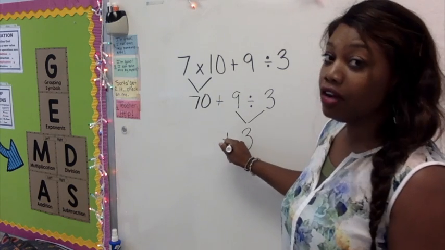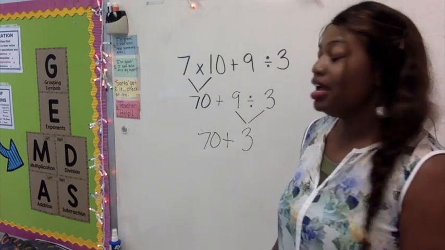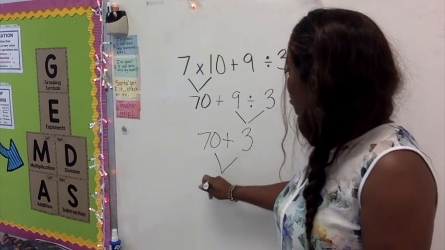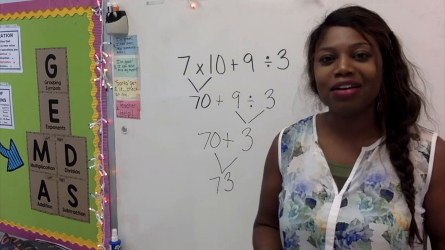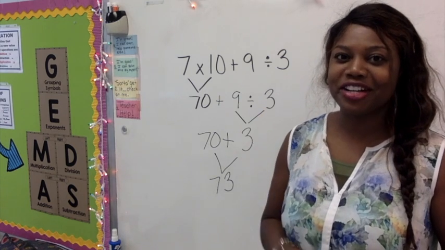I bring down everything that I have not already evaluated. And now I'm on my final step, which is 70 plus 3, which would make my final answer 73. And that's how you use the order of operations to evaluate numerical expressions.